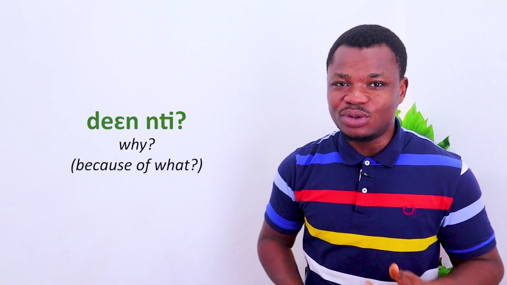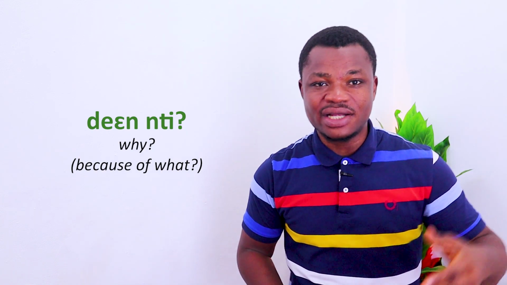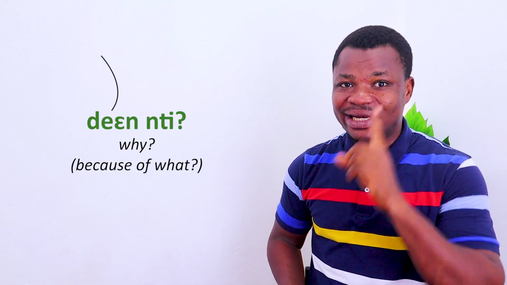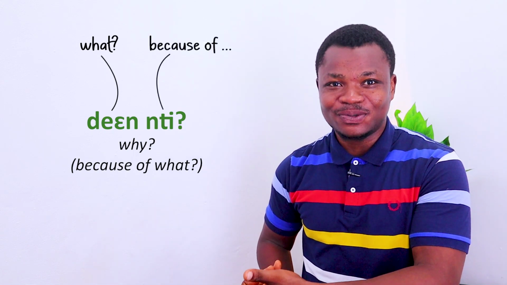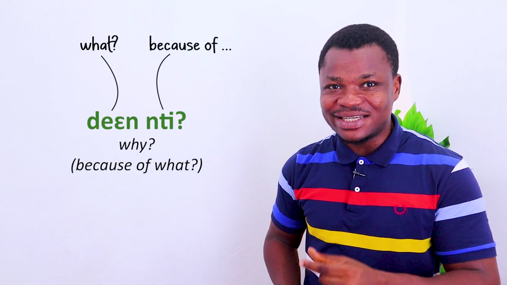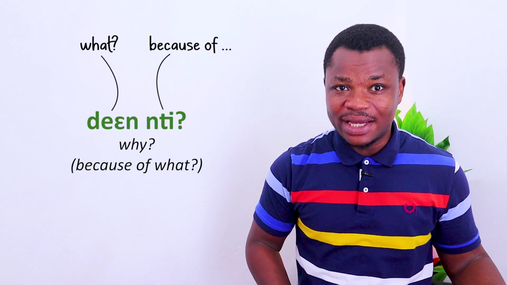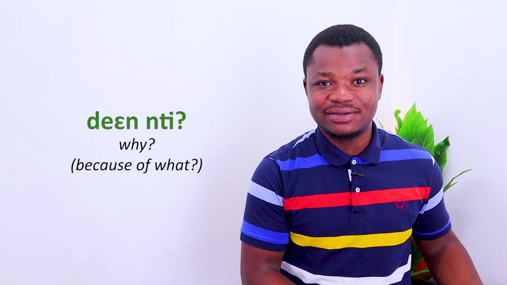The other day I told you if you bring inti or intira after a word or group of words, you are saying because of the reference of that word or group of words. Okay, so here we have dien, which we identified earlier as what, and then we have inti, because of. So DNT literally means because of what. But in translation, this mostly gets translated as why. So it is worth knowing about.